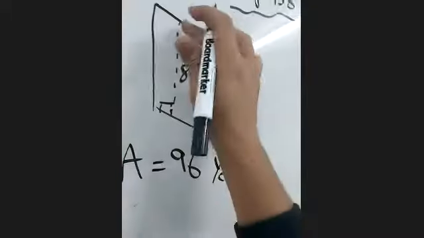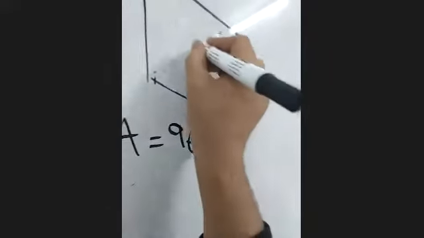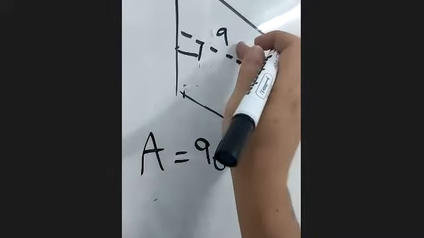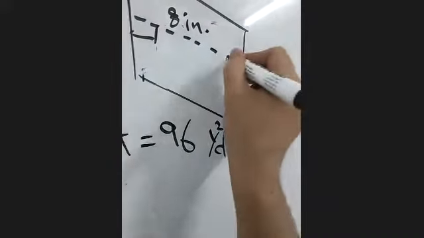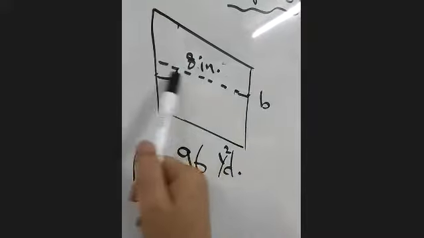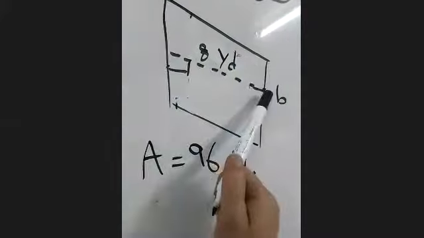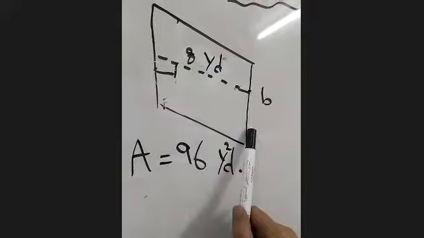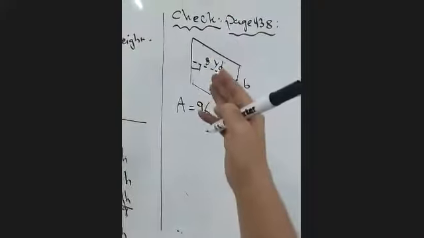The base. Wait, I drew the height wrong. This is the height. They gave it as 8 inches, right? And they want the base. This is the base, guys. The height is drawn like this, so either this or this will be the base, okay? They gave us the area, they gave us the height, they want the base.